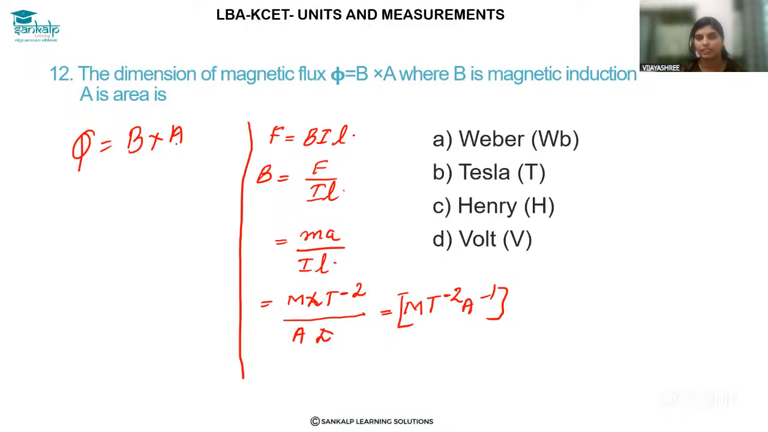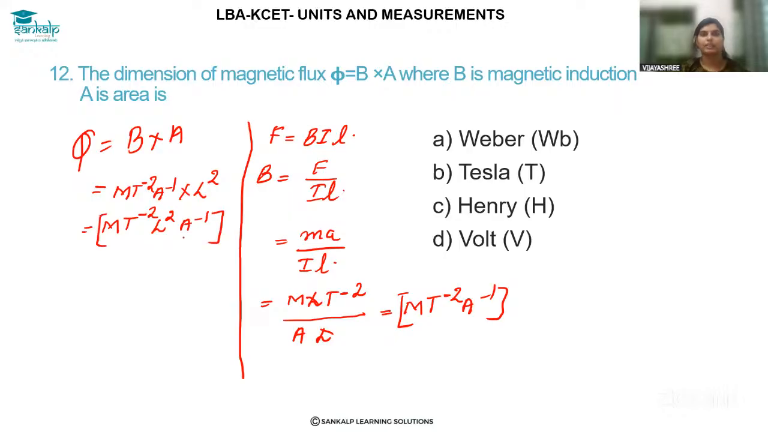Okay, area means length into length. So B, then M T raised to -2 A raised to -1. Area means L square, length into length. L into L, L square. So which is equal to M T raised to -2 L raised to 2 A raised to -1.